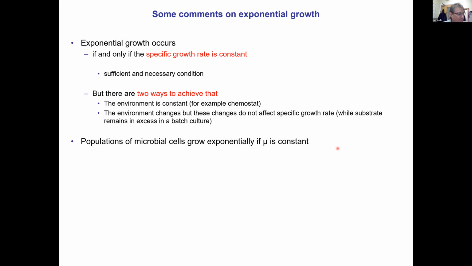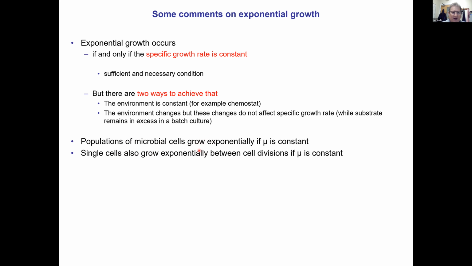So populations of microbial cells grow exponentially if the specific growth rate is a constant. That's actually true not only for the populations, but also for single cells. A single cell within its cell cycle will also grow exponentially because its mass increases, and with its increasing mass, the growth rate will also increase until the cell divides again, and then it starts again small and increasing its mass exponentially.